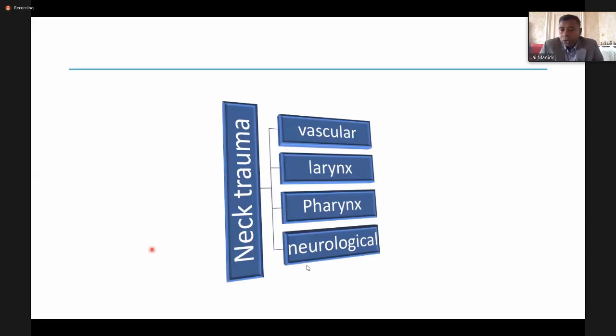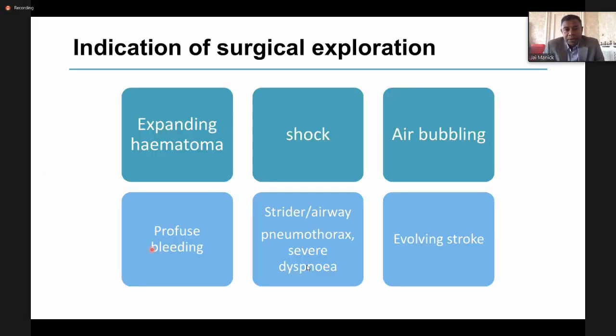The signposting in neck trauma is very important. What we are really looking for is: is there any injury to the major blood vessels, or are any cartilages injured? Is there any injury to the pharynx and esophagus? Any other neurological complications? As I discussed earlier, expanding hematoma, shock not responding to the treatment, air bubbling in the wound, profuse bleeding, severe stridor, and evolving stroke or progressive neurological conditions are the clear indications for taking this patient to the theater straight away.